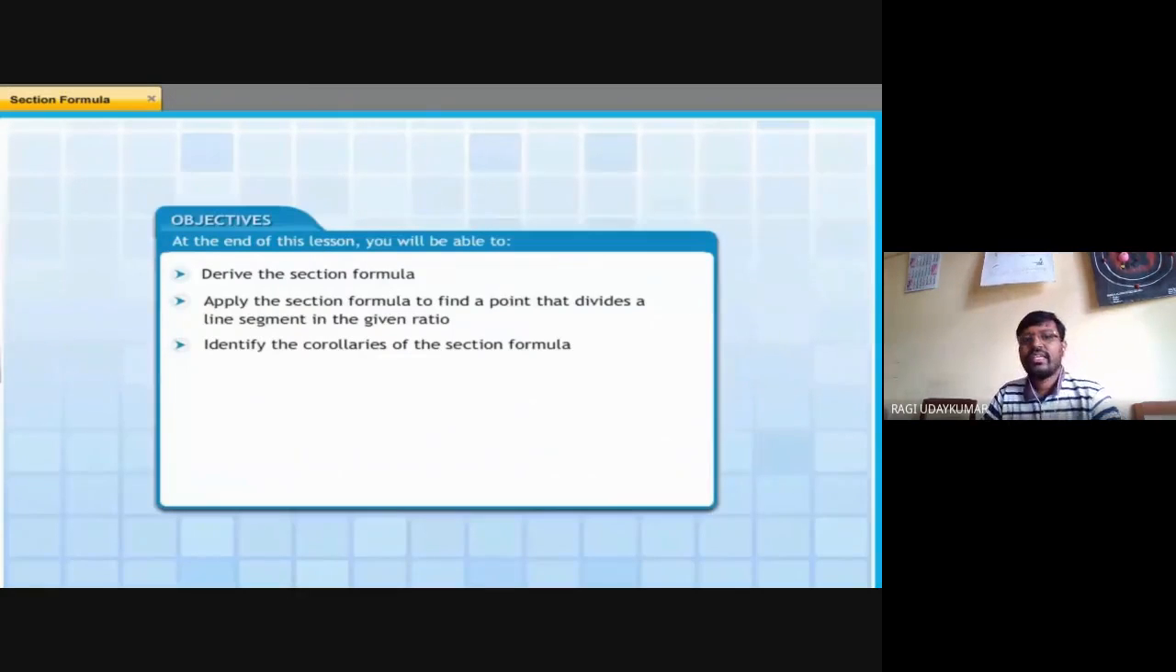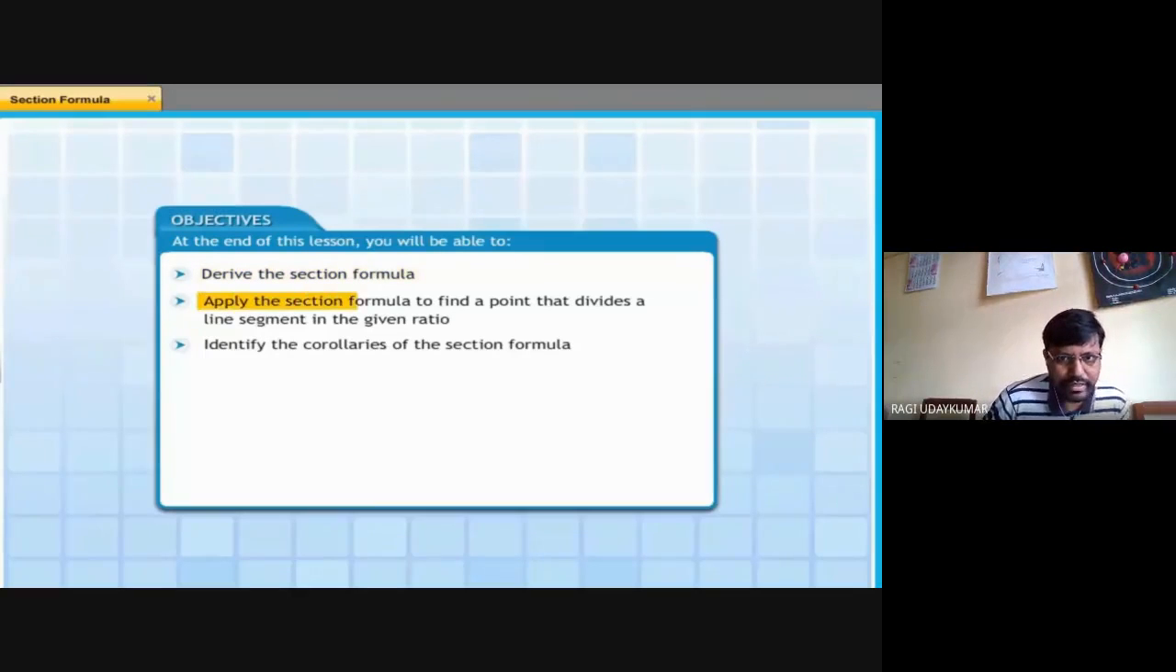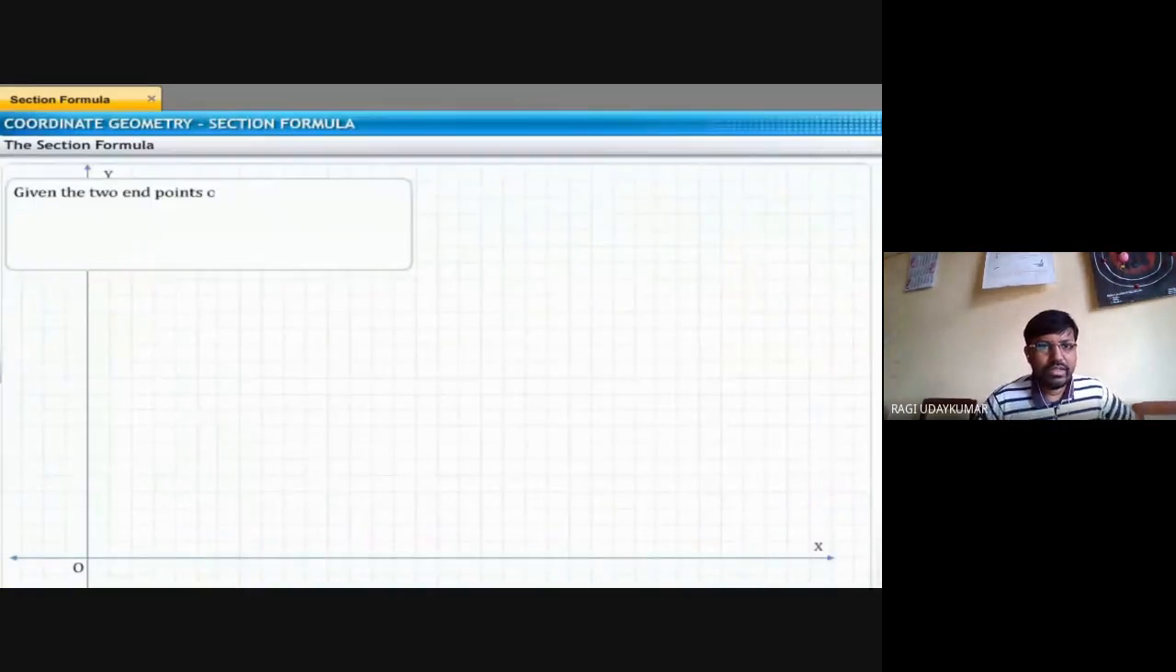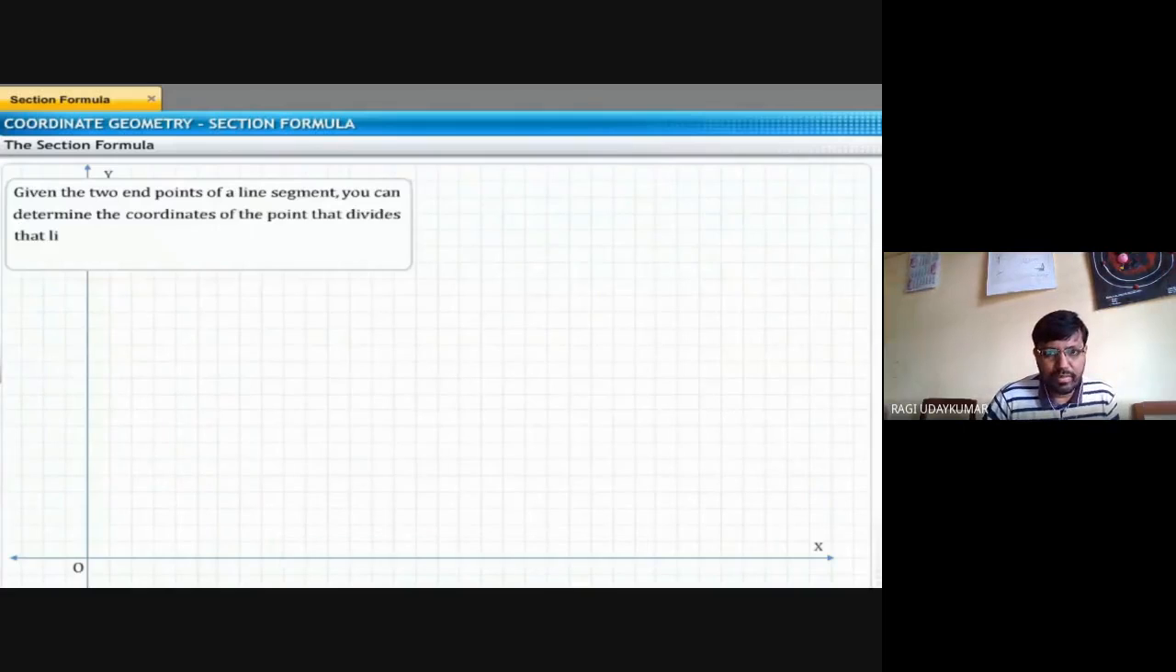Okay, so here we are going to learn how we derive the section formula, and the derivation is not important from the examination point of view. Apply the section formula to find the point which divides the line segment in the ratio, and identify the types of the section formula. Given 2 points, determine the coordinates of the point that divides the line segment in the given ratio.